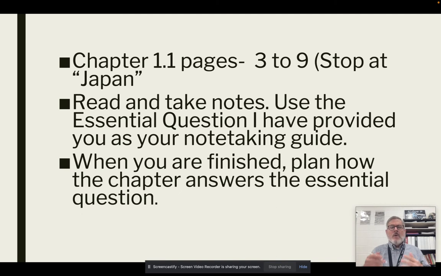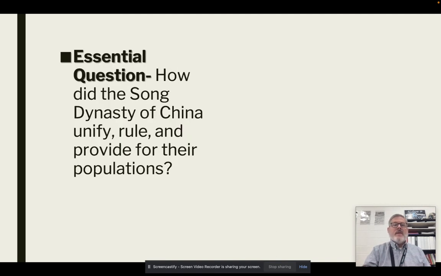So I want to make sure when I read this that I understand how the Song Dynasty of China unified, brought people together, usually through religion. What was their government like? How did they rule? And how did they provide agriculture and trade to get wealth for their people? Those are the three things I'm looking for. Okay, so I've got this. I begin to read. I write down notes.